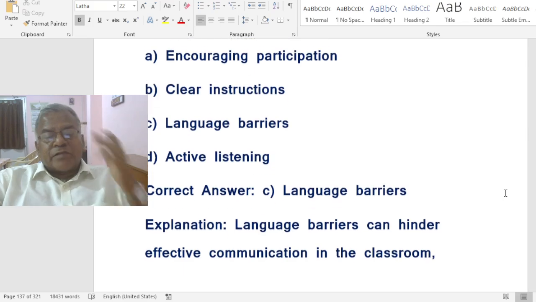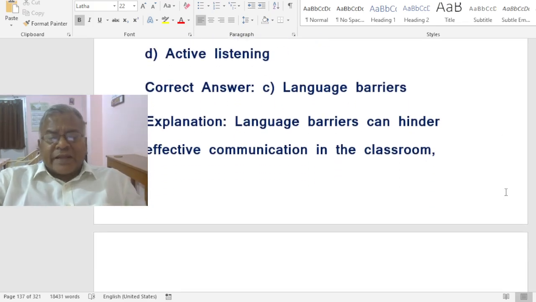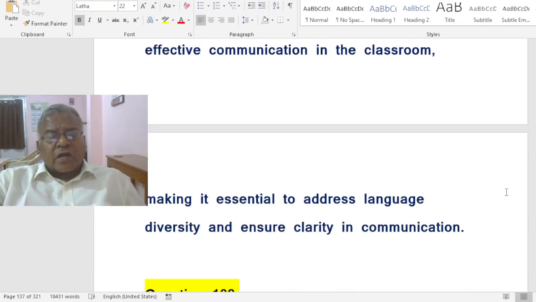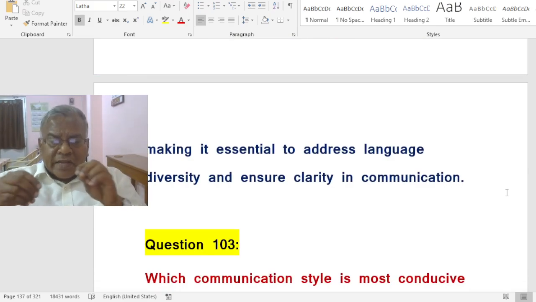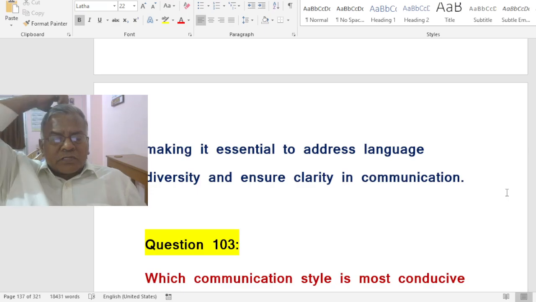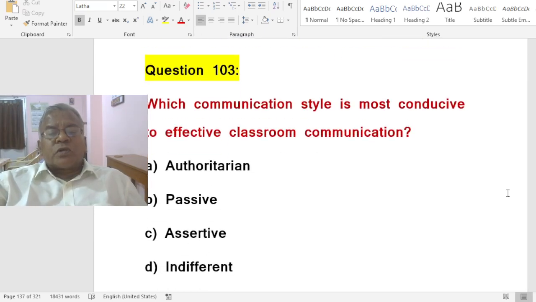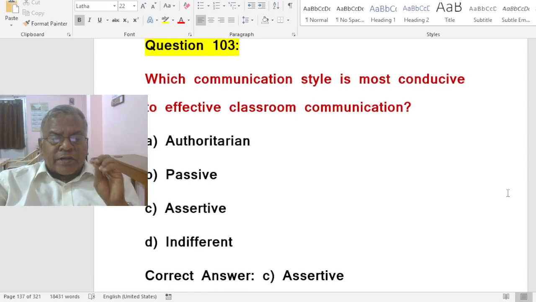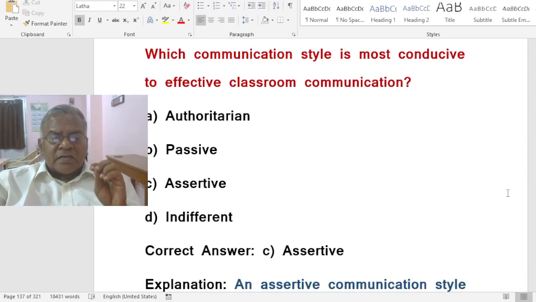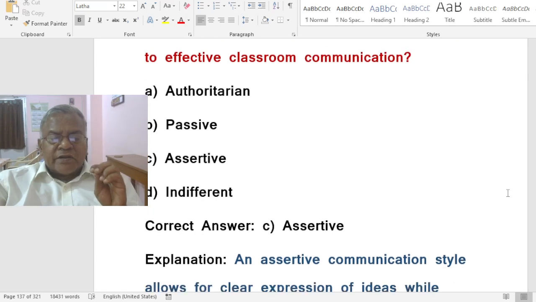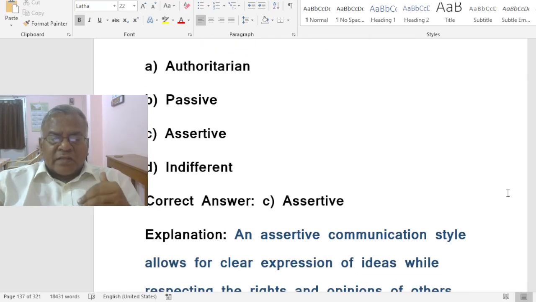Potential barrier, language barriers. Language barriers can hinder effective communication in the classroom, making it essential, important, to address language diversity and ensure clarity in communication. Which communication style is most conducive to effective classroom communication? Communication style we are talking about: A, authoritarian; B, passive; C, assertive; D, indifferent. Assertive, that is commanding at the same time loving.